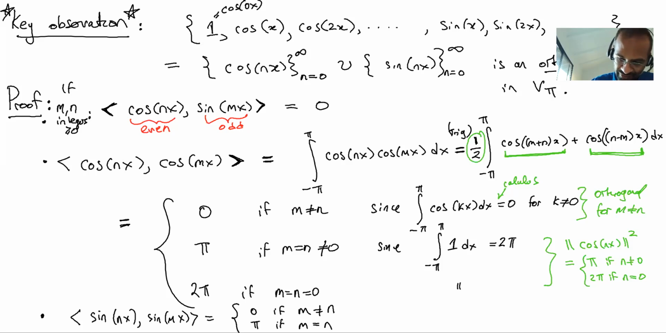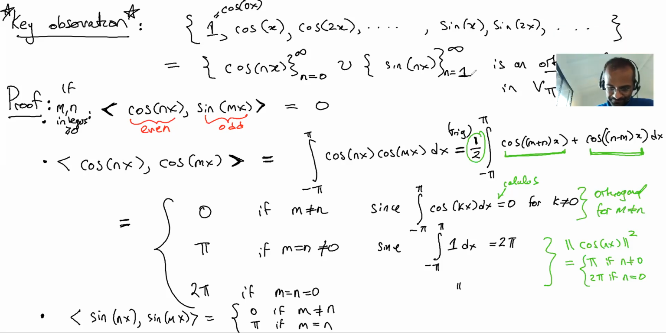They can't be equal to 0. Sorry, I should correct this. In the sine case, you go from 1 to infinity. Sine of 0 is just the 0 function, so we're excluding that. Okay, so the proof is just a little trig integral. But what is the picture that emerged from this proof? So let me summarize this in a picture. But any questions before I proceed?